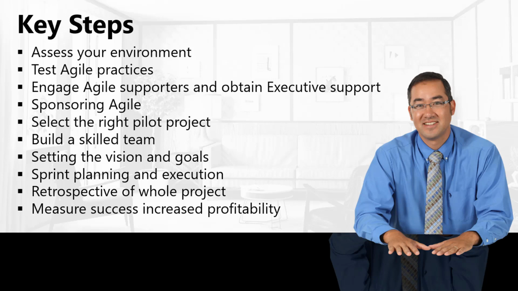Once you've identified the project, build a skilled team. Find the resources. See which team members have the right skill set for your project tasks, activities, and so on. Set the vision and goals. Tell your team what the ultimate goal is for this particular project that you want to move from waterfall to agile, right? Then sprint planning and execution. Talk about iterations. How are you planning on actually performing these tasks? And of course, how your team members are planning on doing these tasks and what they need.